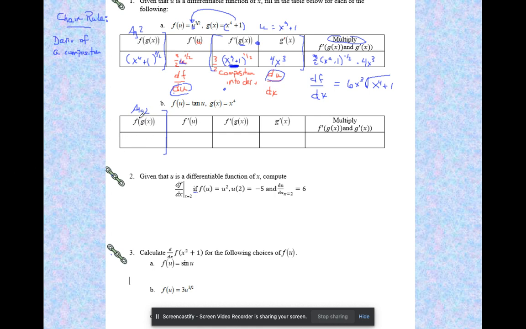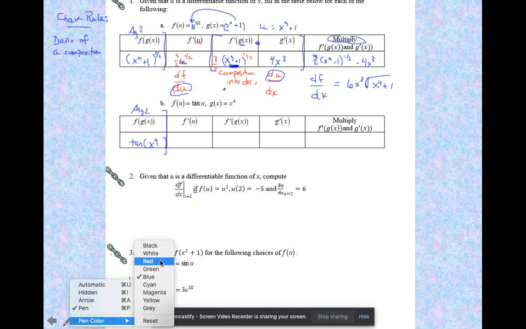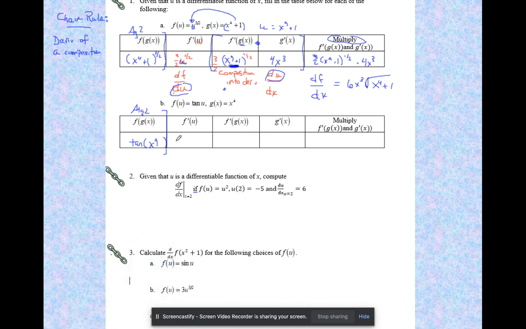So let's repeat that here. Do the algebra 2 step, right? Just see what is the composition. The composition looks like tangent of x to the 4th, right? That's what my composition is. But when I want to take the derivative of the composition, really you have to consider the derivative of tangent, right? The derivative of tangent is secant squared.